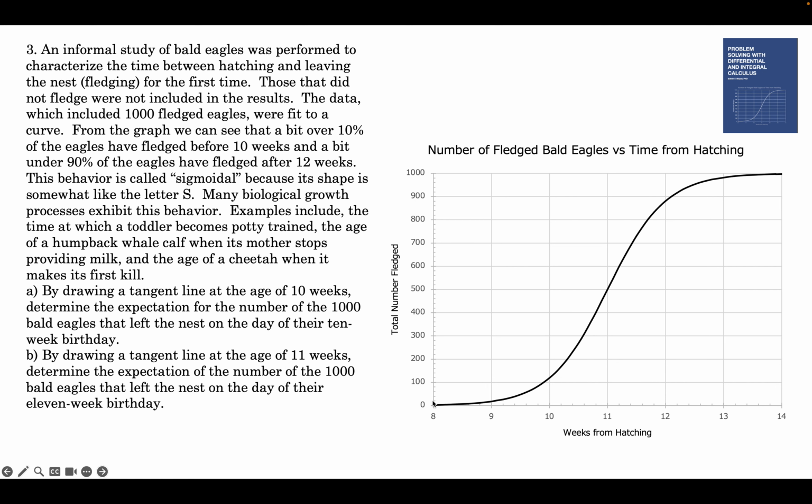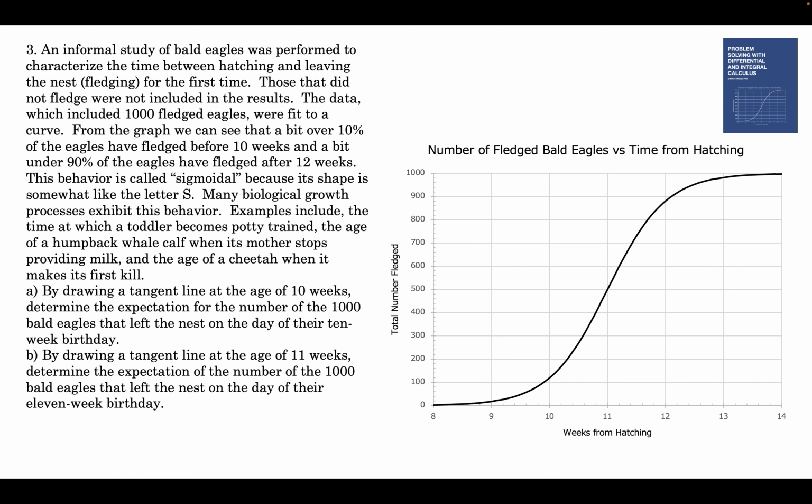So we plot when they fledged. It's rare that an eagle fledges as early as 8 weeks, and it's rare that an eagle hasn't fledged by 14 weeks. Most of them fledge around 11 weeks. This is similar to a lot of biological processes, like when a toddler becomes potty trained, the age of a humpback whale when its mother stops giving it milk, things like that.